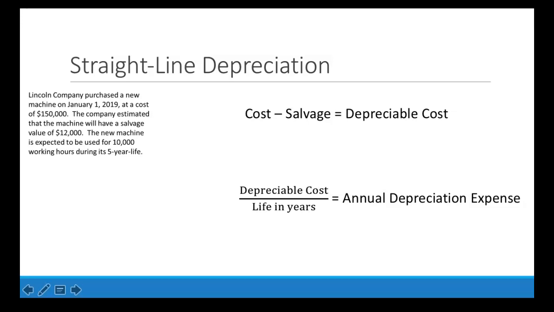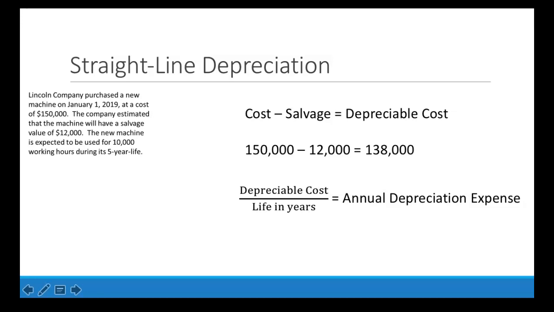So we take a look at the information that was given to us. We said that the cost was $150,000. Salvage value was $12,000. So we plug that in. We can see that our depreciable cost was $138,000. So that's our first step here for straight line. It's just taking our cost minus our salvage.